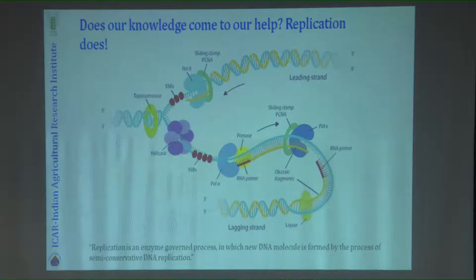But if you look at the bacterial system, microorganisms, they just grow within 20 minutes, they double up. How do they do it? You should know what the conditions are which we could improve the PCR reactions, right? The replication is an enzyme-governed process in which a new DNA molecule is formed by the process of semi-conservative DNA replication. So some of the ideas which we had about the DNA molecule itself are now completely changing.